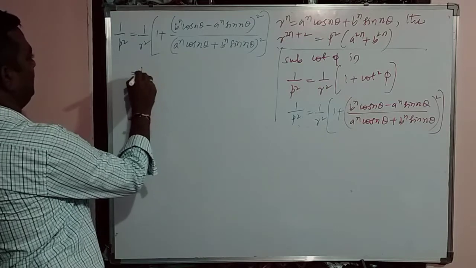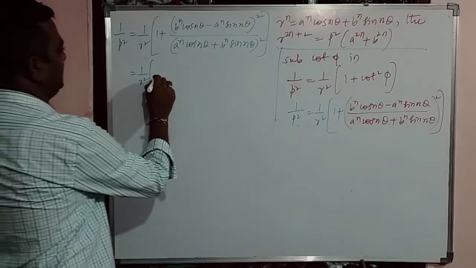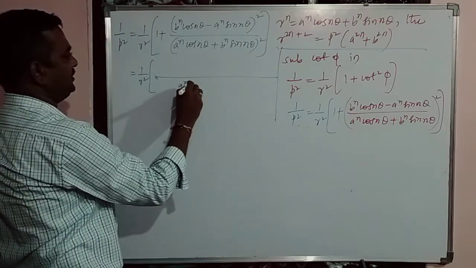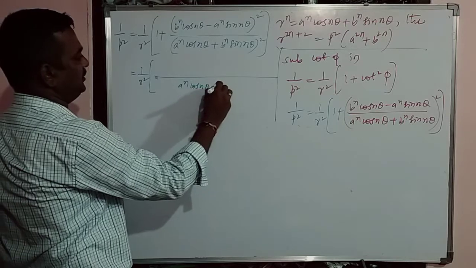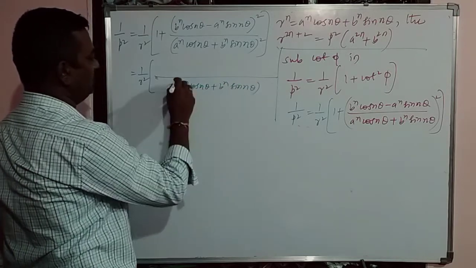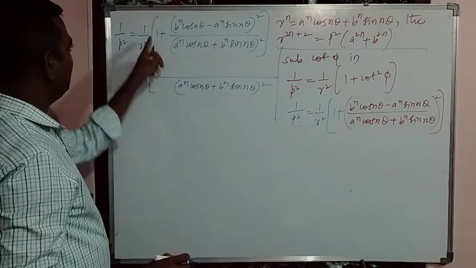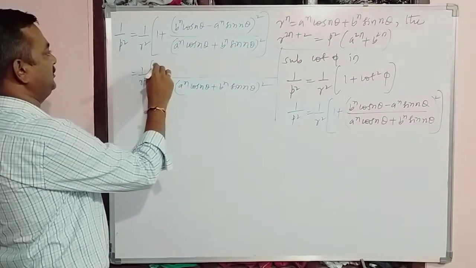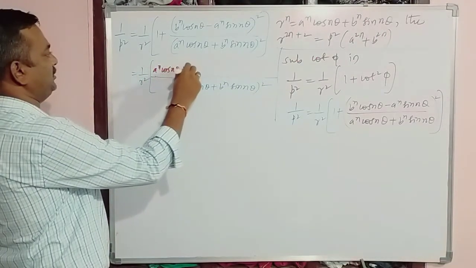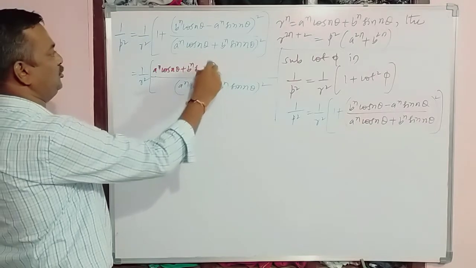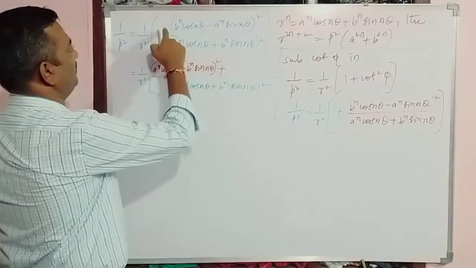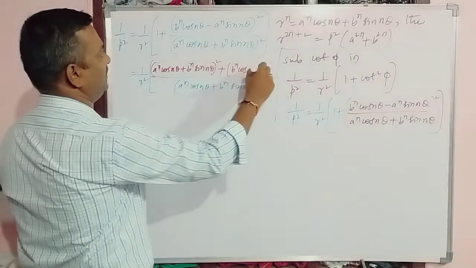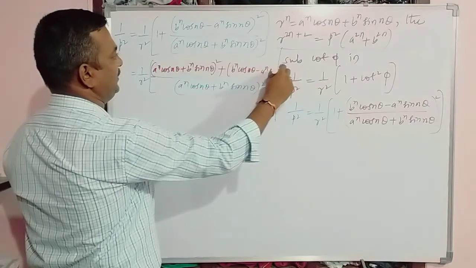Now here 1 by r square is into, so what is the LCM, students? LCM is (a raised to n into cos n theta plus b raised to n into sin n theta) whole square. You multiply here, and multiplication, it will become (a raised to n into cos n theta plus b raised to n into sin n theta) whole square plus (b raised to n into cos n theta minus a raised to n into sin n theta) whole square.